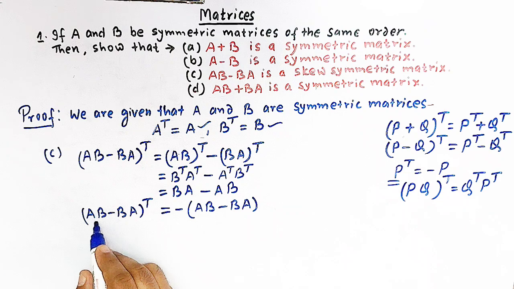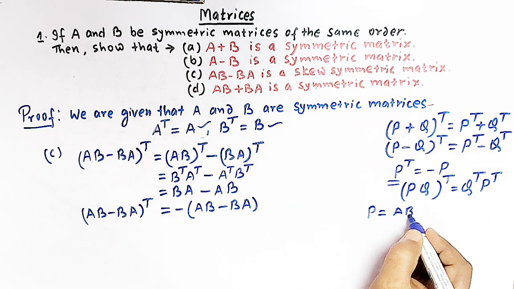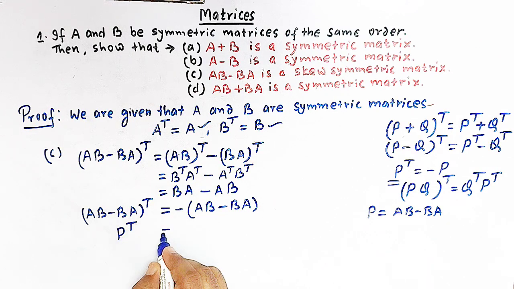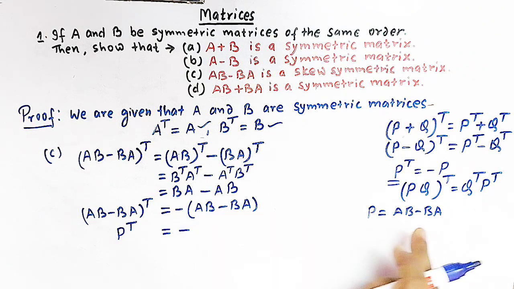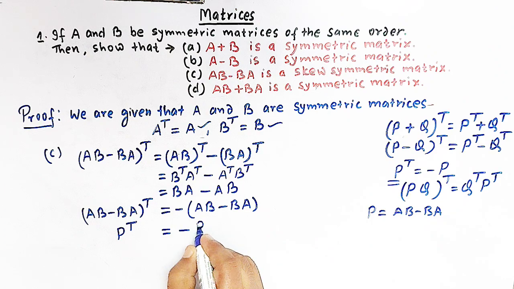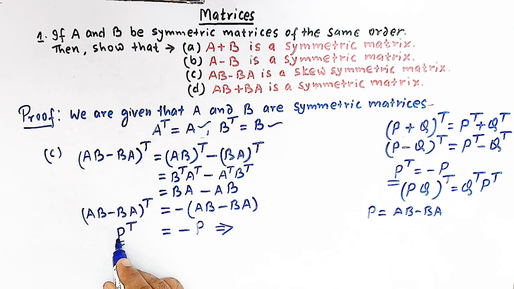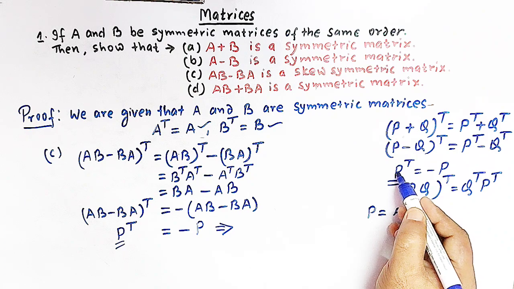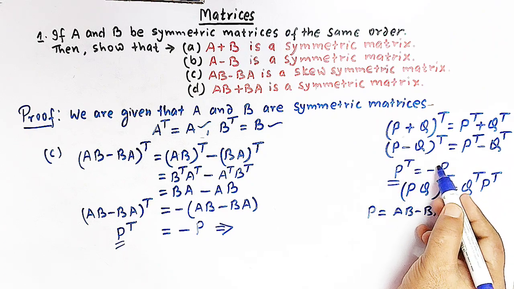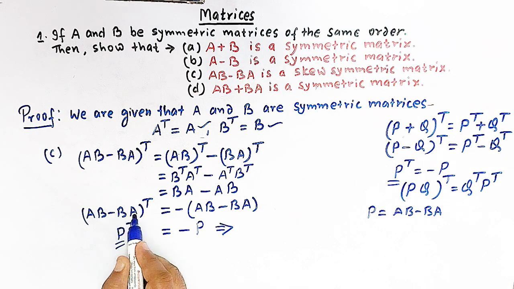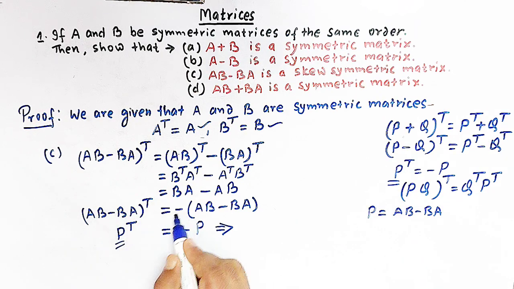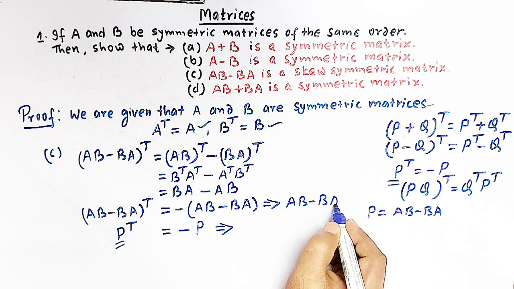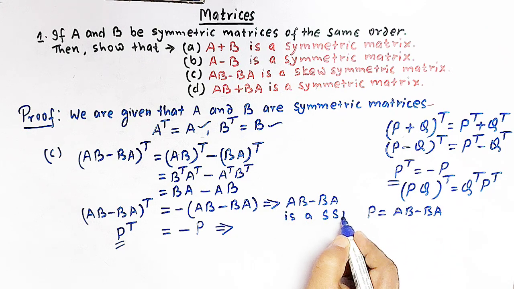If we take P as AB minus BA, then we see that the transpose of the matrix P is equal to the negative of AB minus BA, and AB minus BA is P. This suggests that matrix P is a skew symmetric matrix, because a matrix is said to be skew symmetric if its transpose is equal to the negative of the matrix itself. So the transpose of AB minus BA is equal to the negative of the matrix, which suggests that AB minus BA is a skew symmetric matrix.